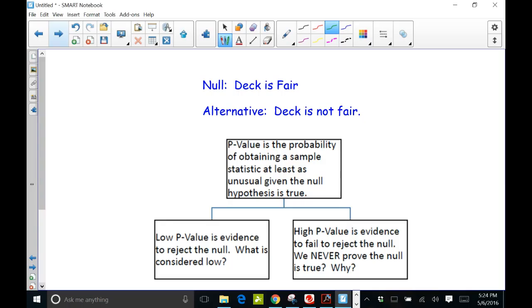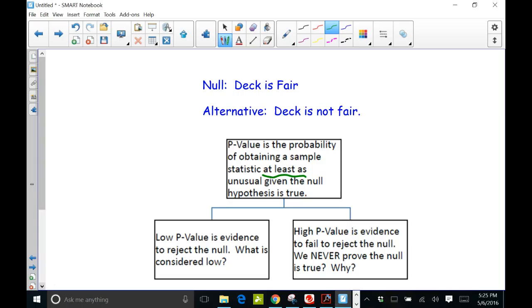And what we do is we calculate what's called a p-value. This is a conditional probability. It's the probability of obtaining a sample statistic at least as unusual as we do, given the null is true. So we're saying the likelihood of getting at least 5 blacks in a row if the deck is fair is very low. It's like 2.5%. That p-value leads us to our decision.